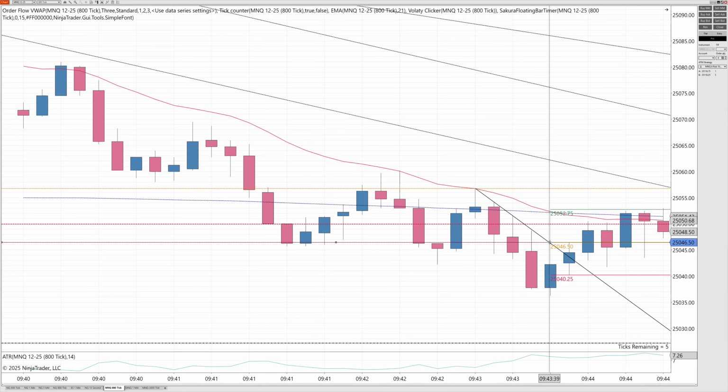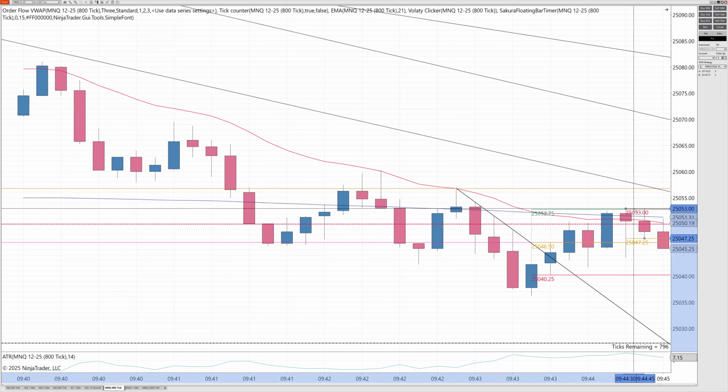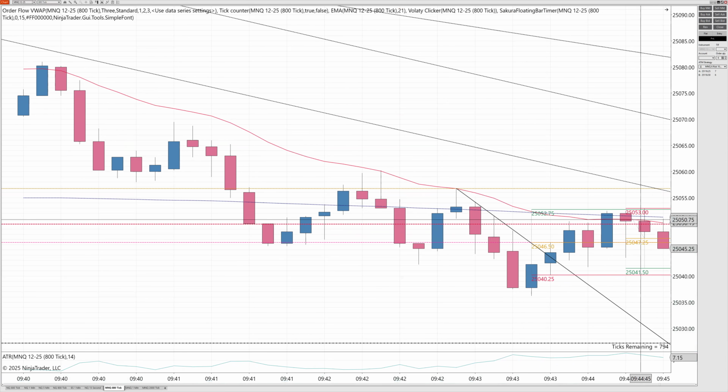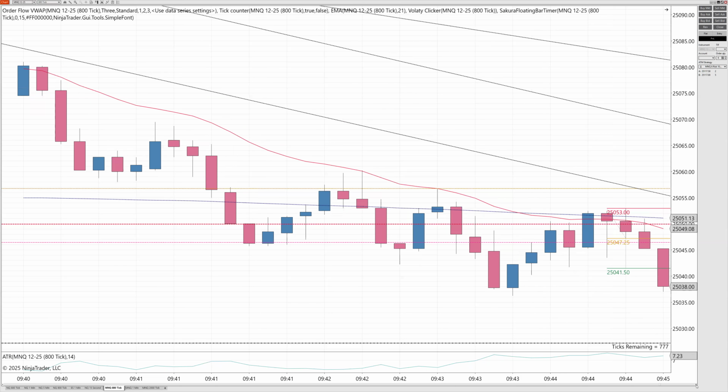There were a lot of potential obstacles that would have gotten in its way, hence why I did not take the trade. This is a bearish signal. Retest of the standard deviation, retest of the EMA, retest of 50, failure at all those three levels, and then boom, it worked.